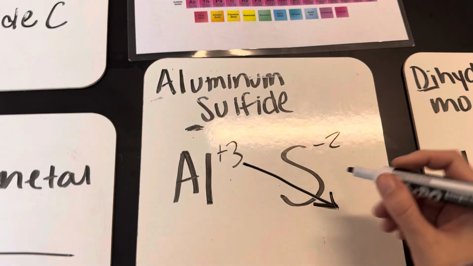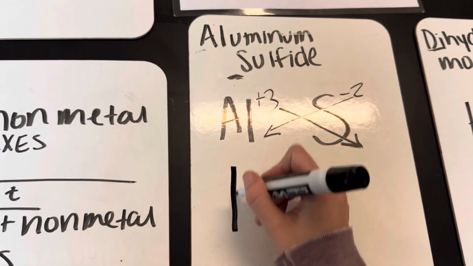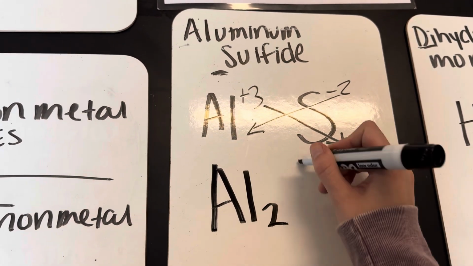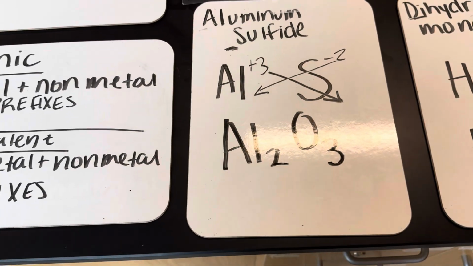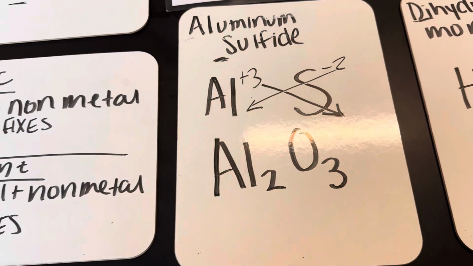The 3 moves down here, the 2 moves down here. You don't have to put the positive and the negative because the subscript is telling you the number of atoms, and you can't have a negative number of atoms. So my final answer is Al2S3. And once again, no way of knowing that without doing this method. You can't get it from the name.